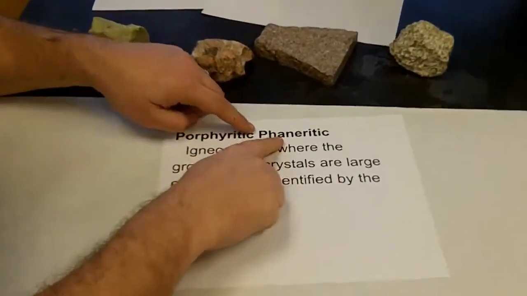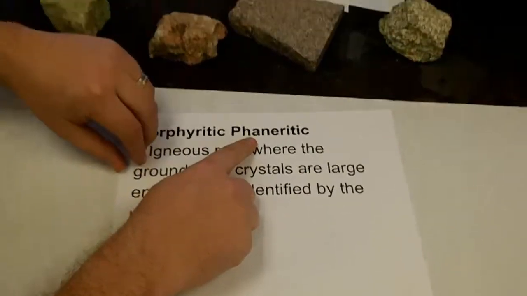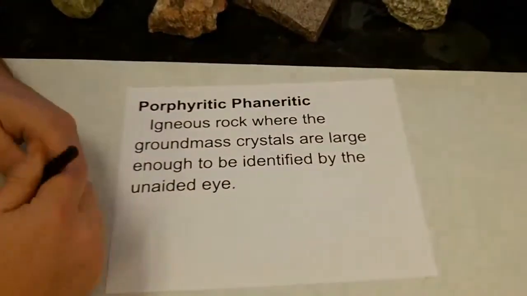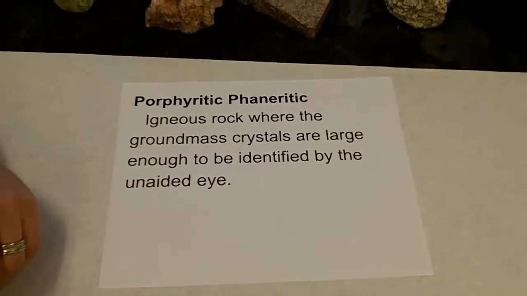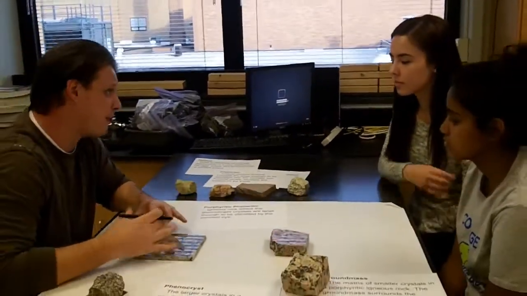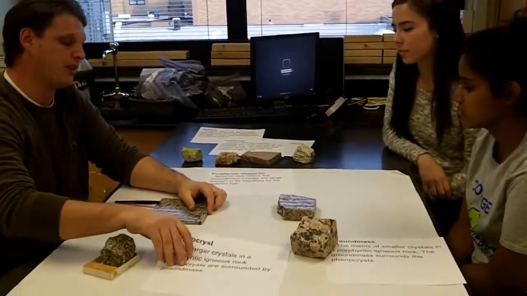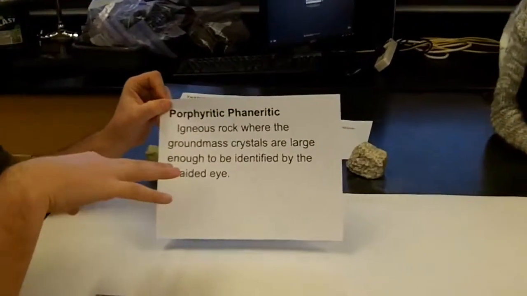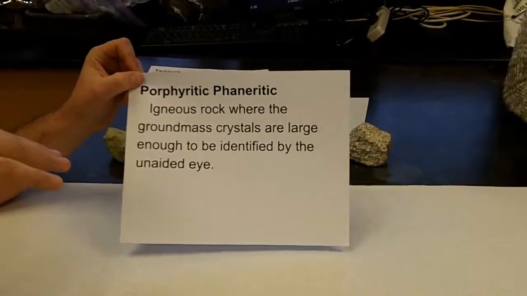So we already know what phaneritic is. What does that mean? It's coarse grain texture. Yeah, it's large crystals. What porphyritic means is that there's two different crystal sizes. One is larger, and the other ones are still big enough to identify, but they're smaller. And we have names for those too. Let me read this definition. Porphyritic phaneritic: igneous rock where the ground mass crystals are large enough to be identified by the unaided eye.